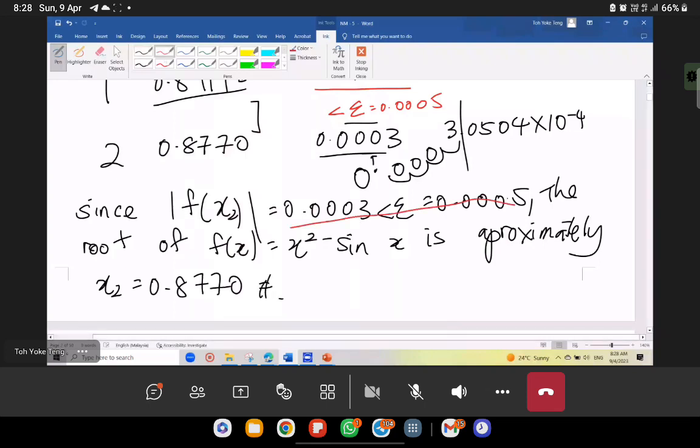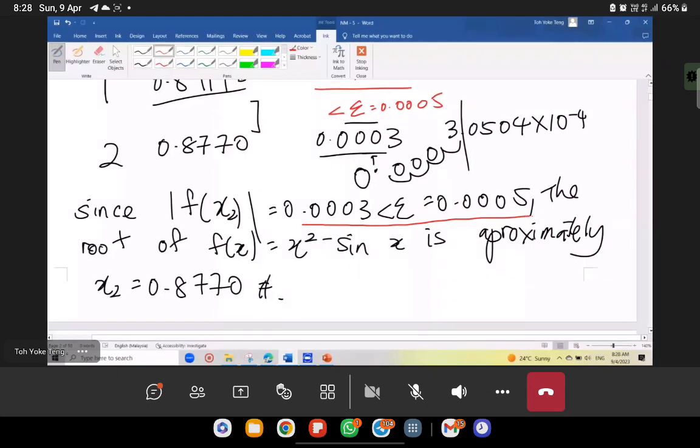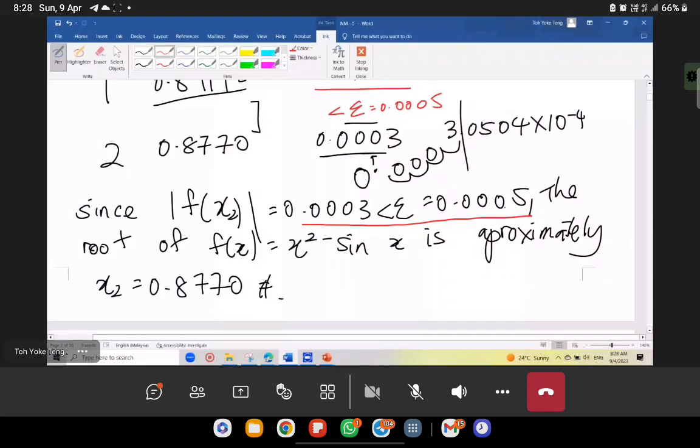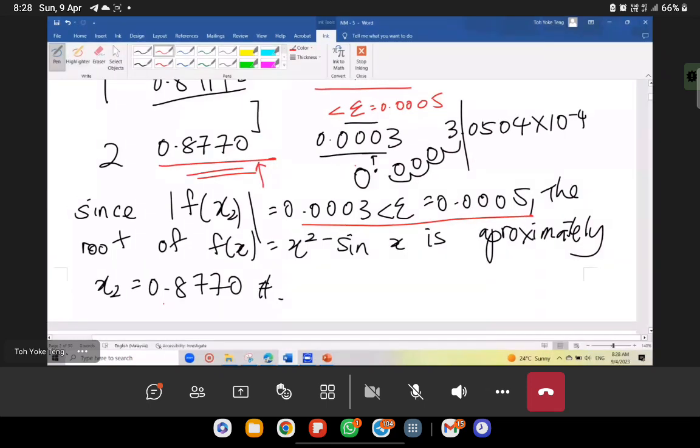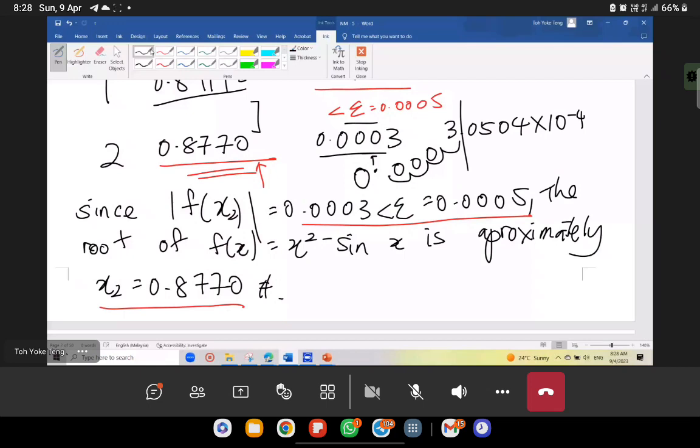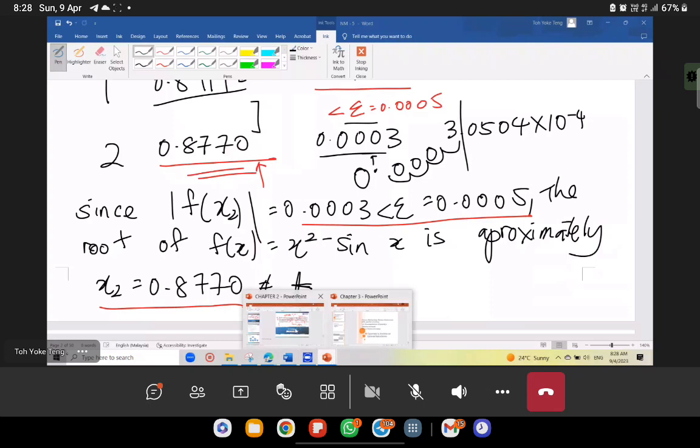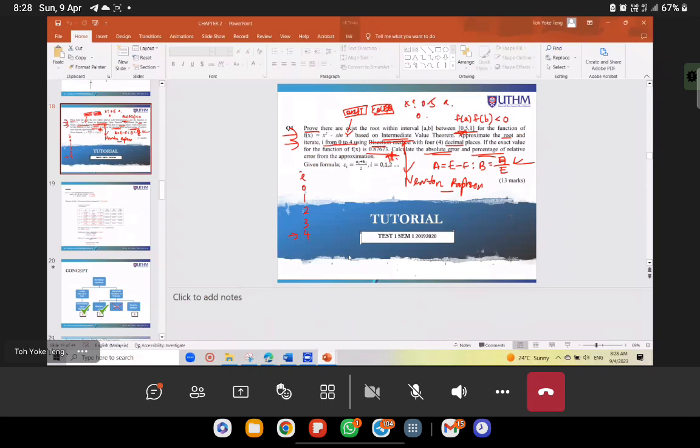So the key points here are the stopping criteria and the value of the function. As you notice here, the stopping criteria is achieved. That means this is the approximate solution you obtain, which is approximately the same as the exact root, as you notice here, 0.86 something.